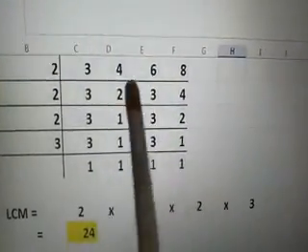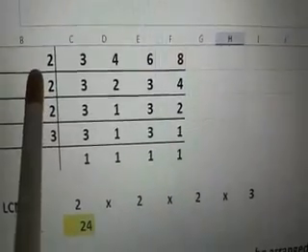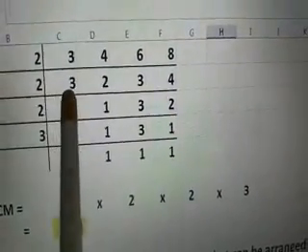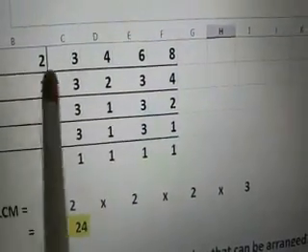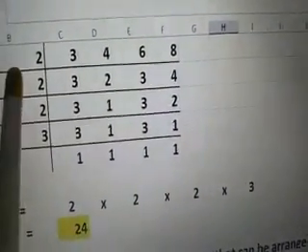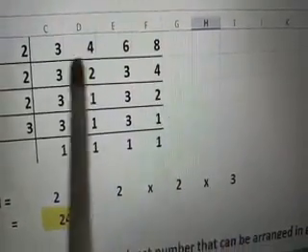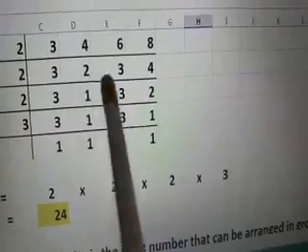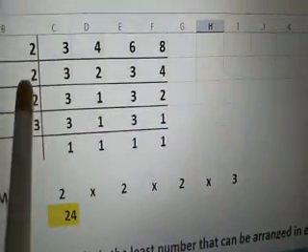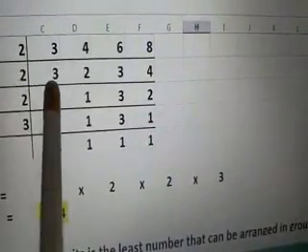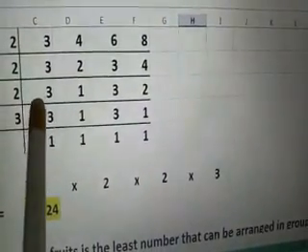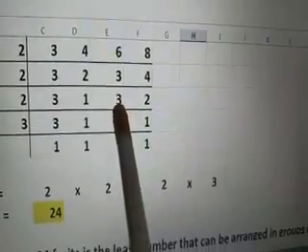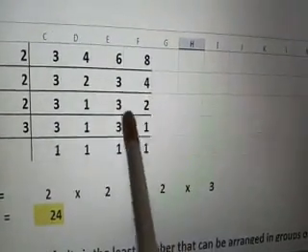4, 6 and 8 are even numbers, can be divided by 2. As 3 is an odd number, cannot be divided by 2, we'll write as it is. 4 divided by 2 is 2. 6 divided by 2 is 3. 8 divided by 2 is 4. Again we see 2 and 4 are even numbers, so we'll divide by 2. 3 is an odd number, cannot be divided by 2, we'll write as it is. 2 divided by 2 is 1. 3 as it is, we'll write. 4 divided by 2 is 2.